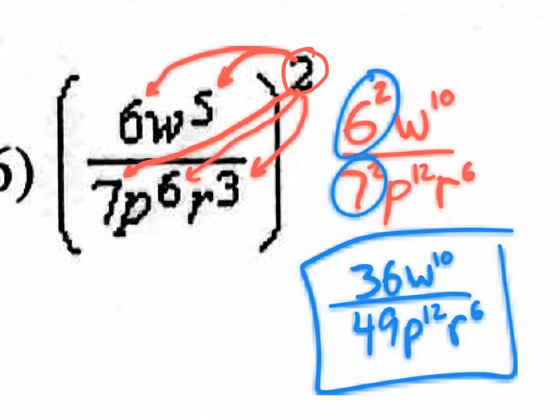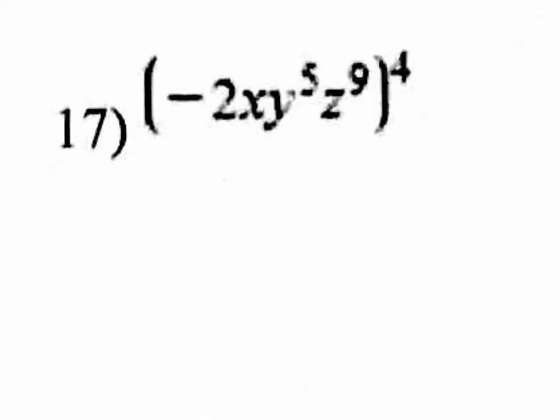Nothing else to do. Can't reduce it, can't cancel, we're done. 17, we have parentheses with an exponent on the outside. Now, these are fun because of this negative sign. This whole thing is a number that's negative, right? Now, because we have a number that's negative to an even power, is the answer going to be positive or negative? Positive, that's right. So I already know my answer is going to be positive.